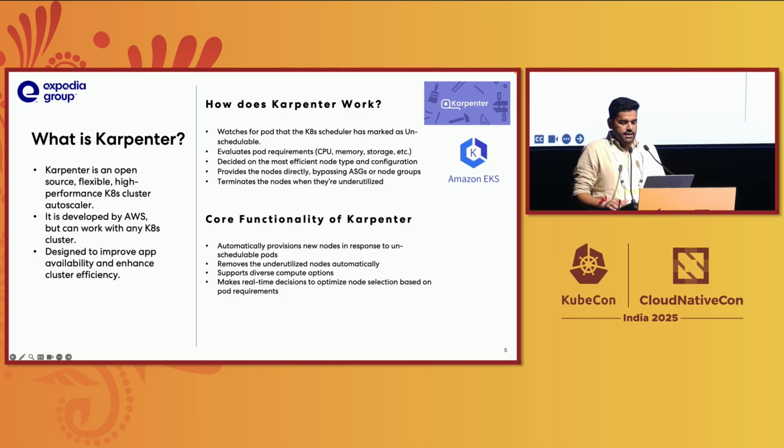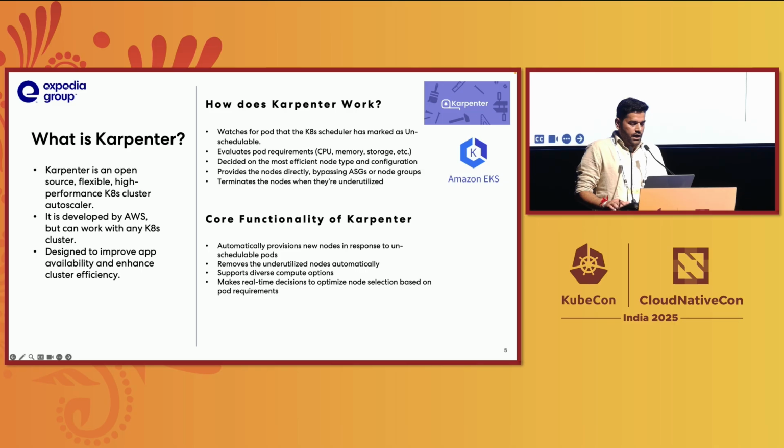Unlike other autoscalers that depend on predefined node groups, ASG, Karpenter provisions nodes directly, which gives it more flexibility and speed. Karpenter terminates nodes when they are underutilized to save cost and optimize resource usage.